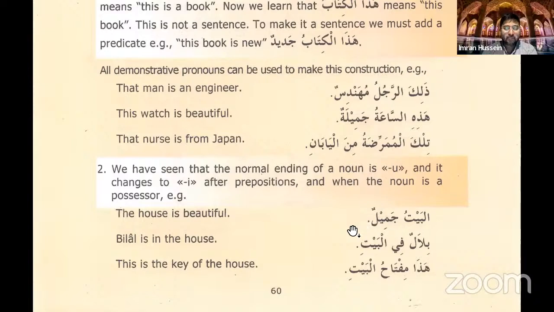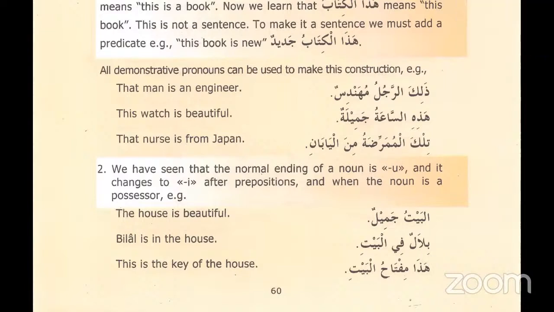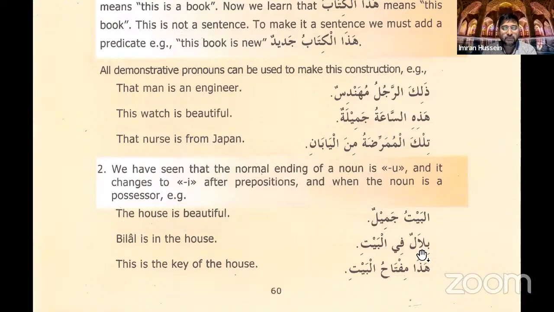Now, beautiful, this is the khabar. In Arabic, this type of khabar, when it's jamilun, is called single word, mufrad. Jamilun is one word and it's khabar. Next one, Bilalun fil bayti. Bilal is in the house. Now, why is Bilal mubtada?